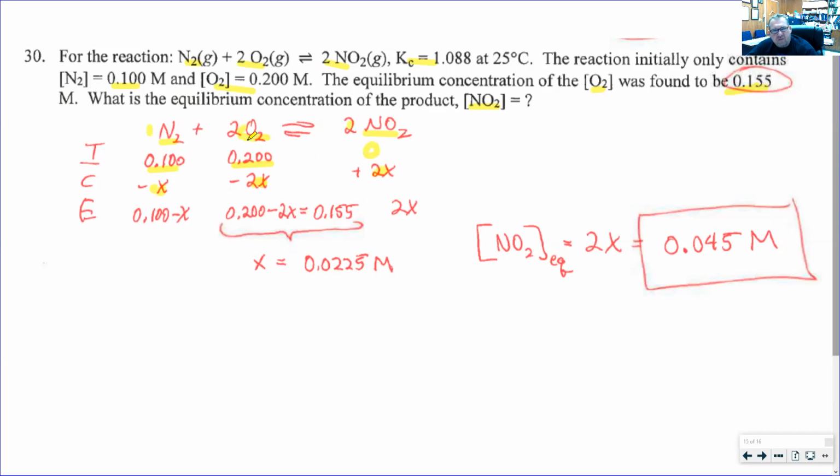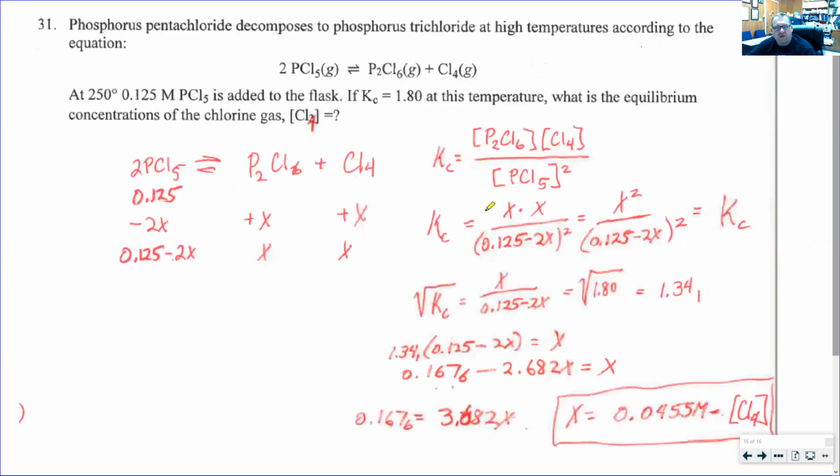All right, so I know the equilibrium concentration of this O2. It was found to be this guy. This was the information that was provided. So it was 0.155. So 0.2 minus 2X is equal to 0.155. If I just do the simple algebra, that means that X is 0.0225. So just need to apply that to find out what was the equilibrium concentration of the NO2. And the equilibrium concentration of the NO2 is simply 2 times that, which is what we found X was, which is 0.045. As a class, we did pretty good on that one.